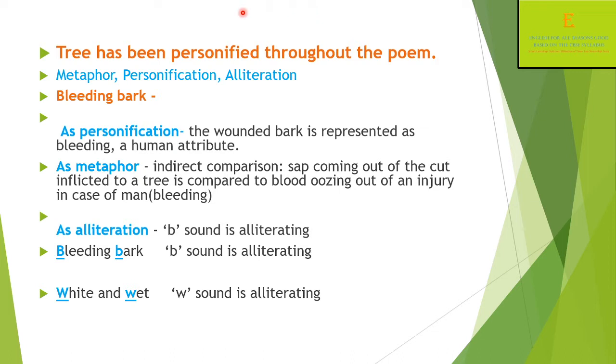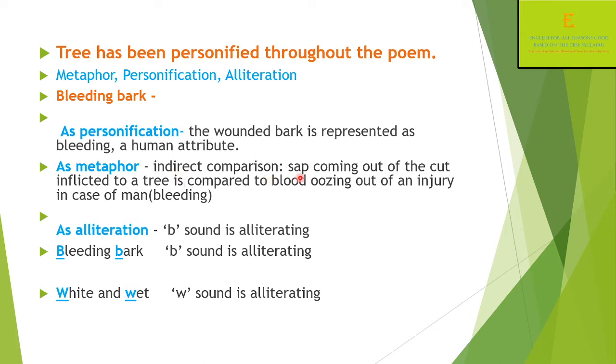It is in this phrase, bleeding bark. This is very interesting, so understand it carefully. Bleeding bark is personification. The wounded bark is represented as bleeding, which is a human attribute. Who bleeds? Human beings bleed after a wound. This attribute has been transferred to a tree. So it is personification. But it is a metaphor also. Now how?